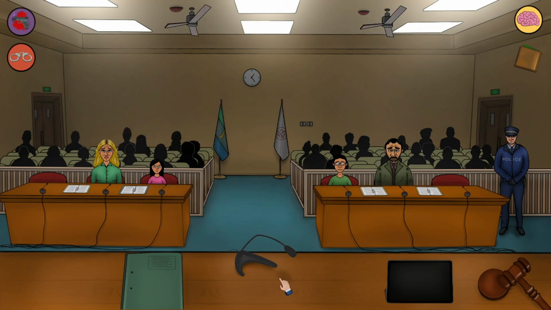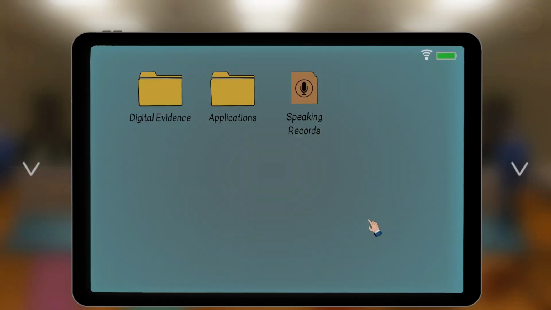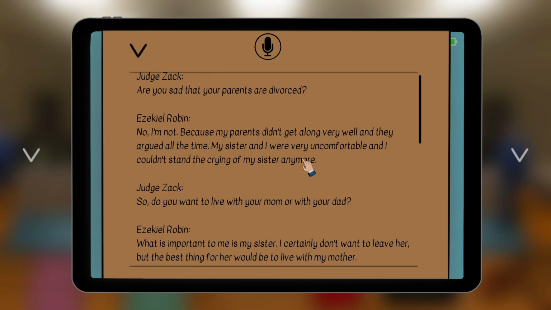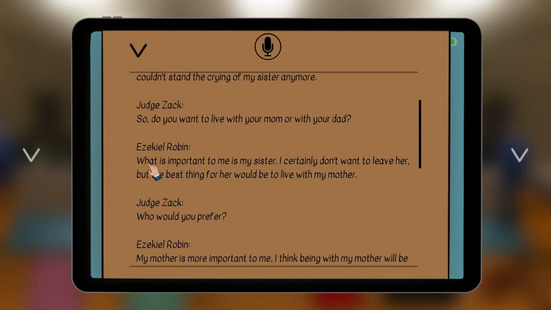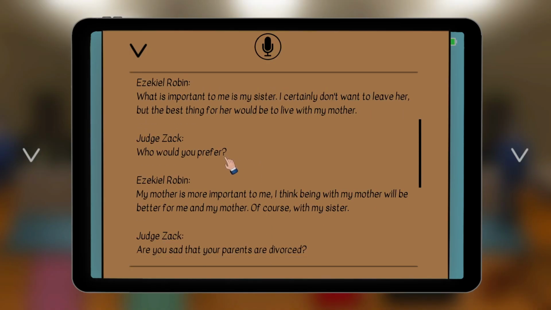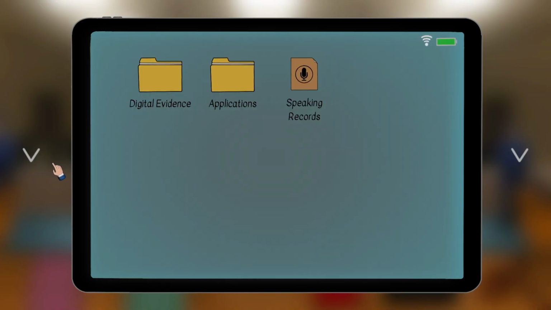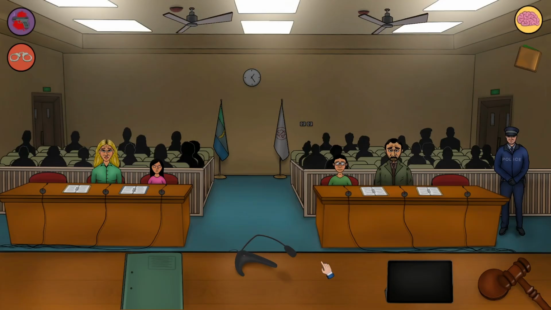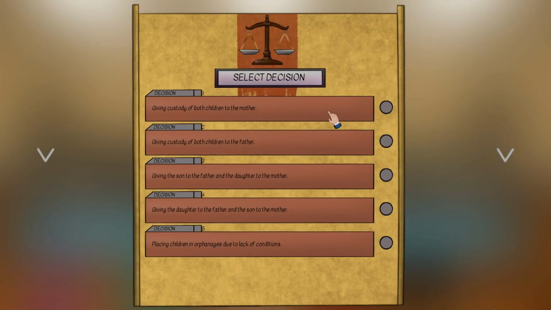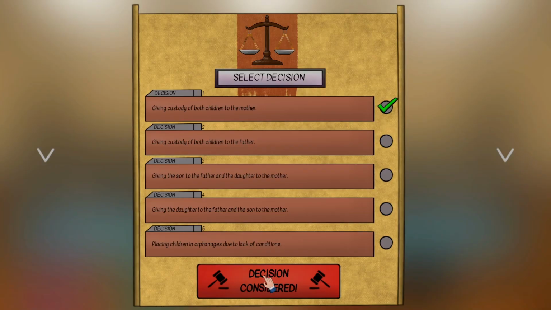So, I don't have a rule book either. I have nothing. I have the conversations that have gone on, but pretty much the son just said it's better for the daughter at least to live with the mother. So we are going to favor the kids. The kids said what they said, so we're just giving custody of both children to the mother.